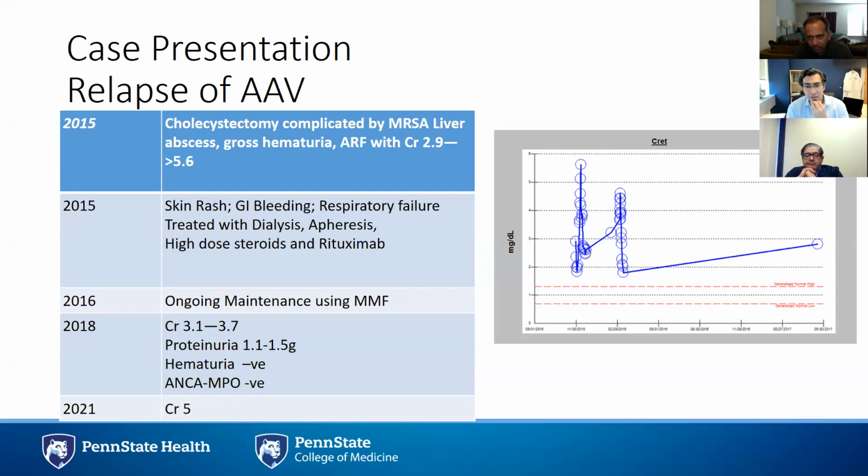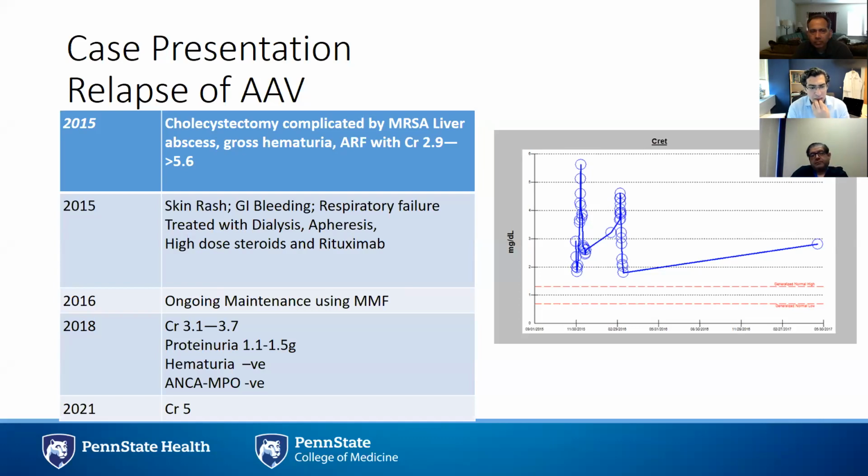And at that time he was treated with, he needed dialysis. We actually did plasmapheresis on him as well, and he was given high dose steroids along with rituximab. And then I think, again, MMF was chosen as the maintenance therapy. Once he resolved the initial episode of renal failure, he recovered to the point that he came off dialysis. He was discharged without any oxygen, and he's back to his baseline.